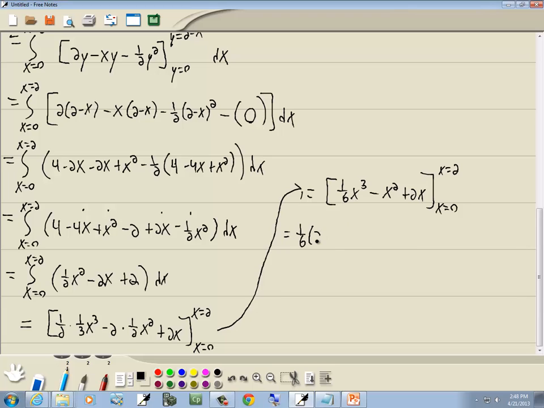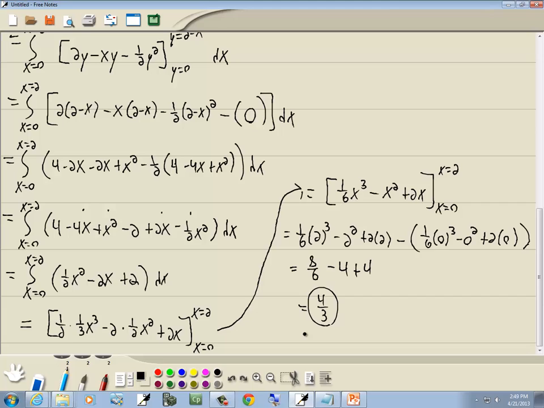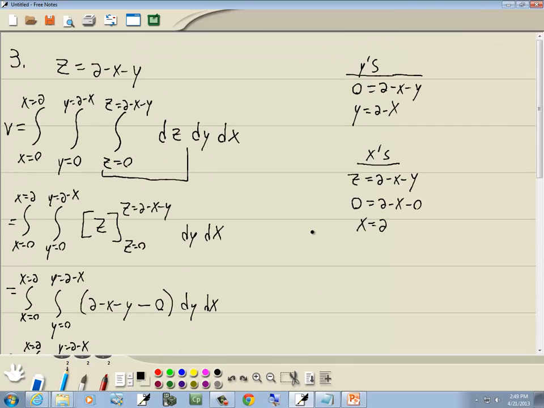So we got 1/6 times 2 to the third, minus 2 squared, plus 2 times 2, minus, put 0 in for x. So we got 1/6 times 0 to the third, minus 0 squared, plus 2 times 0. Well, all of this back part drops away because it equals 0. 2 to the third is 8 times 1/6 is 8/6, minus 4 plus 4. And those 4's cancel, and this reduces to 4/3. Assuming no basic math, algebra, or basic calculus mistake above.